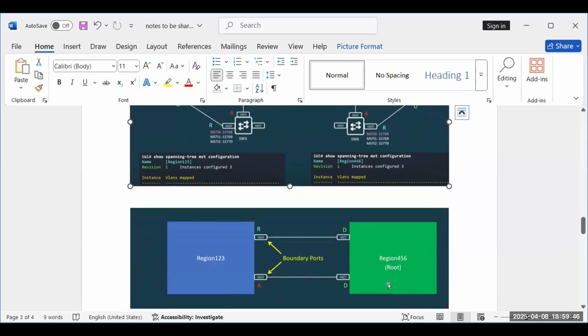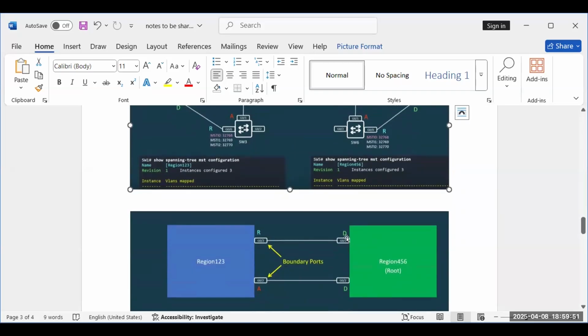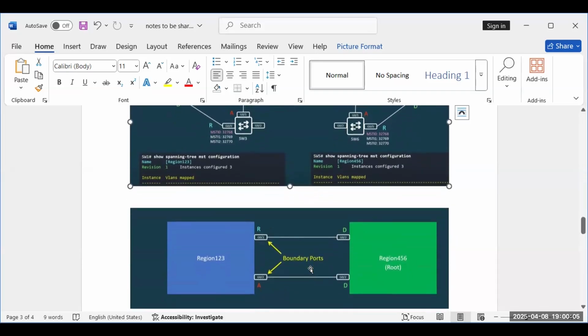The root bridge belongs to this region, and the two ports connecting these two regions are known as boundary ports. Boundary ports are the ports that belong to the remote switches, not on the root region. The root region will obviously have the designated port.